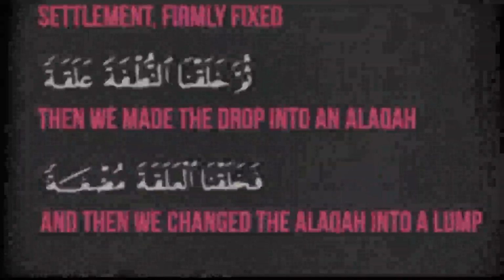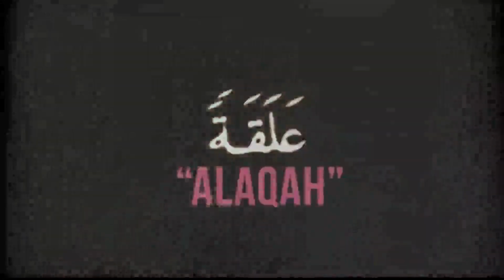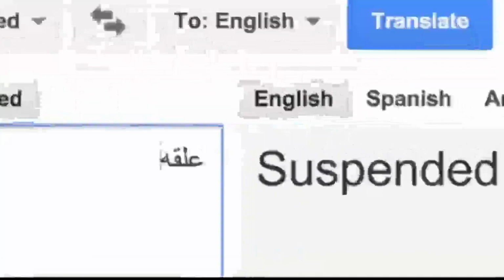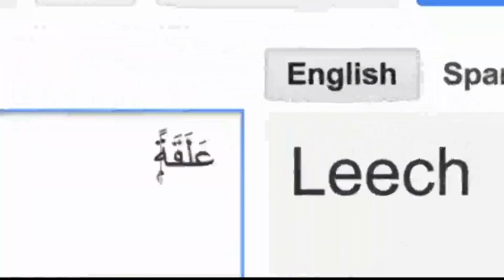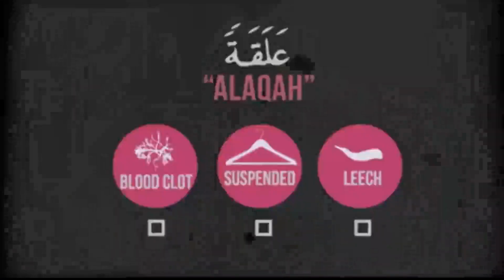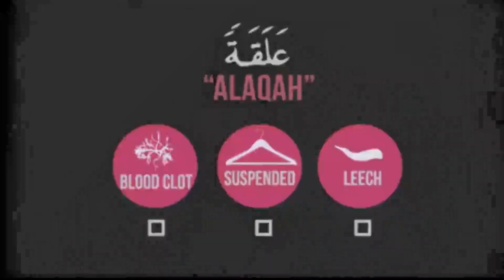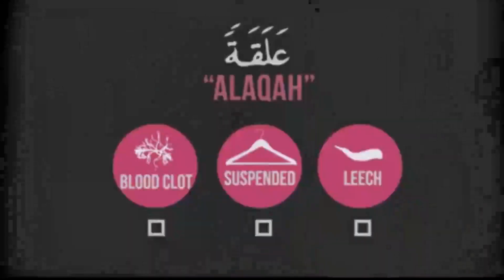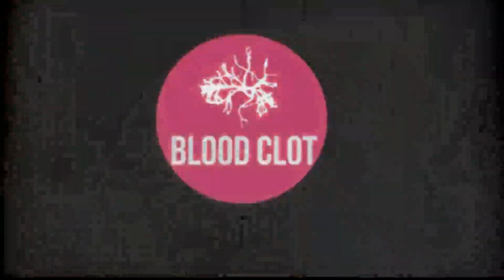The specific word used to describe the embryo in this verse is the word alaqa. The word alaqa, when translated into English, can mean three separate things. Firstly, a blood clot, secondly, to be suspended, that is to be hanging or clinging to something, or thirdly and finally, a leech. Now, all three definitions don't come anywhere near what we perceive to be the human embryo. So, why are these words used, and what significance do they share with the human embryo? Can the embryo be described as a blood clot? Well, what do you think?